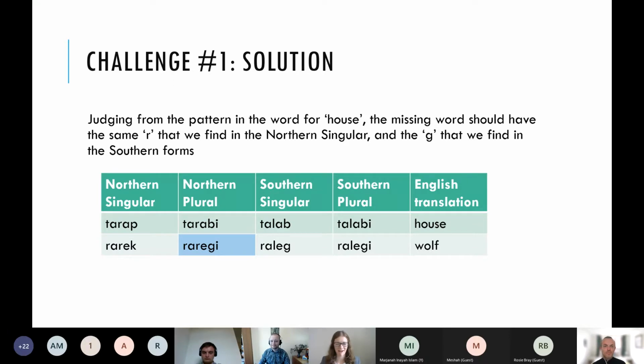If anyone wants a more in-depth explanation of that, maybe put it in the Q&A, because it will take a few minutes to explain it. And we don't have very long, sadly. But I hope that gives you a little taste of finding some linguistic patterns.